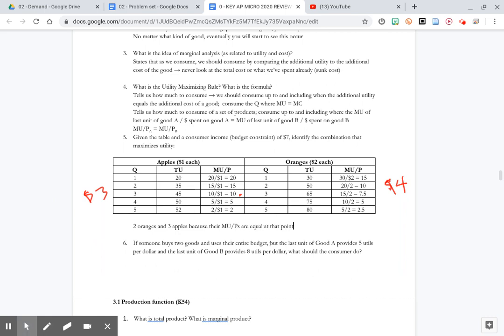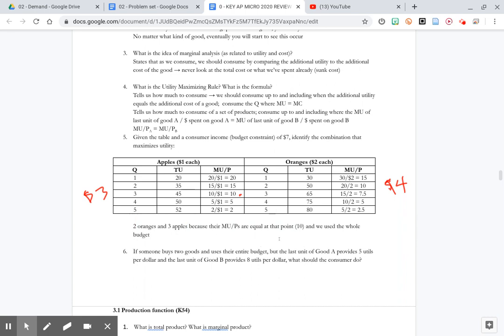That's the explanation. This is a commonly asked question on the AP test, and this is not going to be one where you could just say 2 oranges, 3 apples. They're going to ask you to explain it, and this explanation should be sufficient. If you want, you could even say that the 10s are equal, and we used the whole budget. That would be a good additional part to add on there.